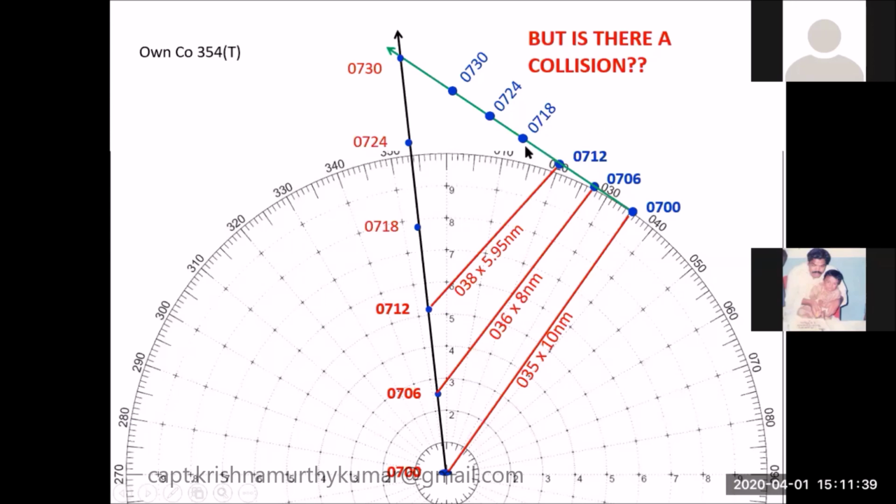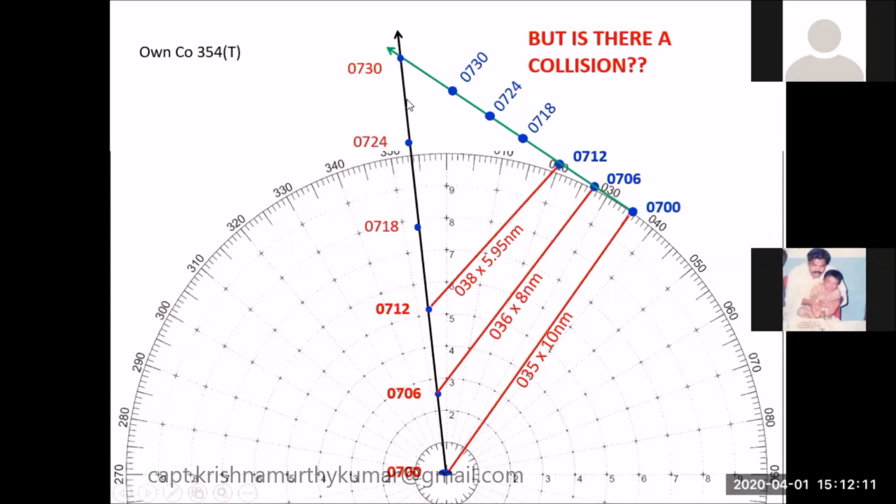But what is the CPA between the two ships? How close are you going to pass to one another? It is difficult to find out CPA in a true plotting. We can make a guesswork here. At 0724, I'm here. This is the distance between the two ships. At 0726, I'm here, he is here. The distance, it's difficult to find out.